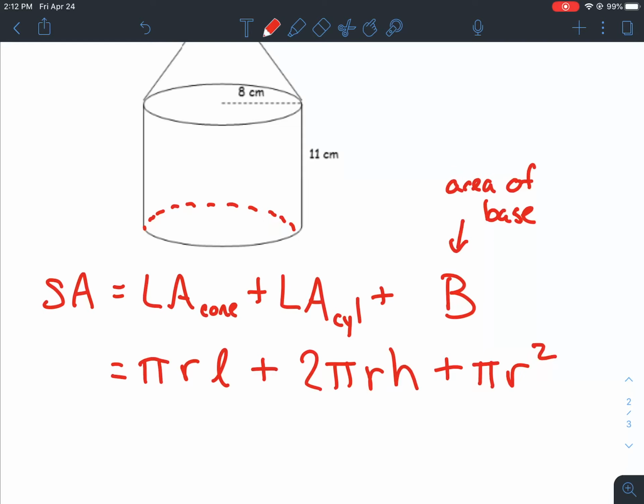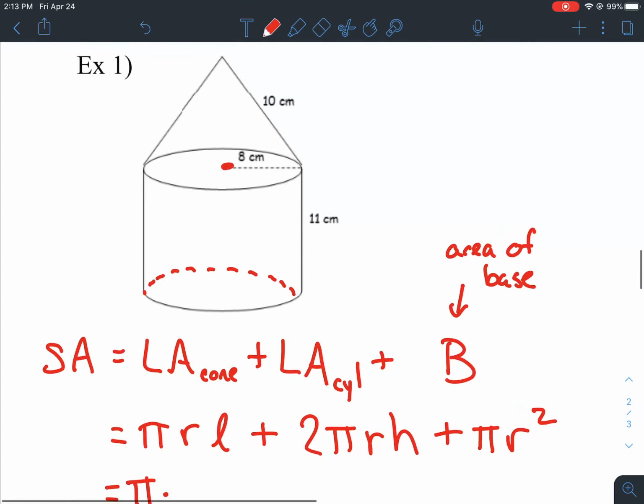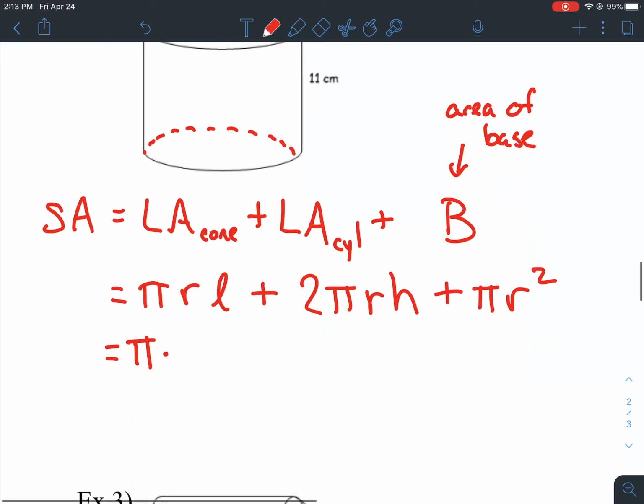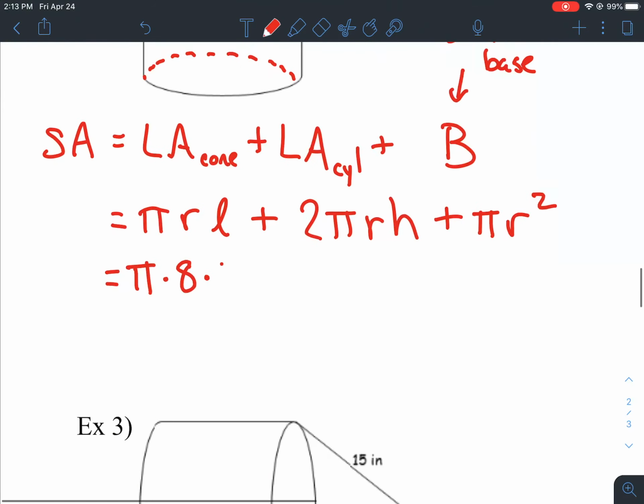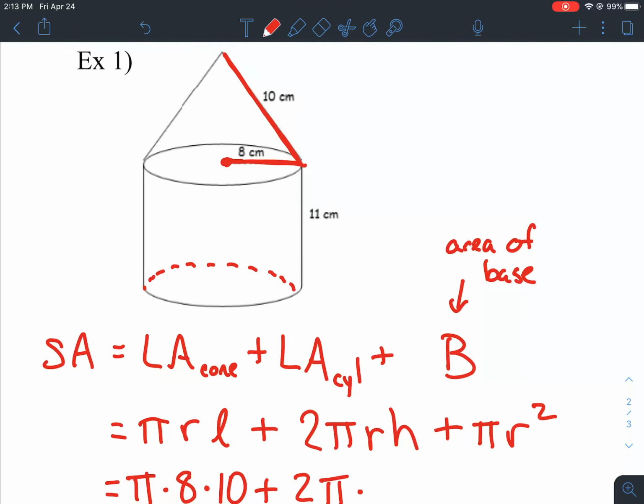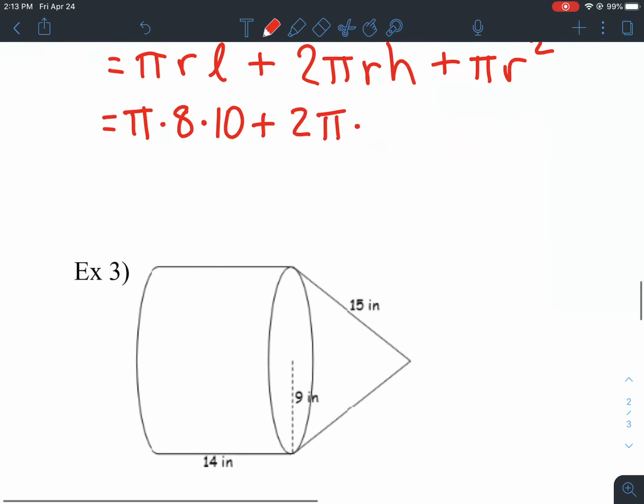What we've done now is we've taken a general formula and we've made it more specific so that it fits the shapes we're working with. At this point, all we have to do is start plugging in numbers. Pi times r, which is the radius of the cone. The radius of the cone we can clearly see is 8, times L, the slant height of the cone. We can see that that slant height is 10. We are now done with the cone portion. Plus 2 pi times r, we want the radius of the cylinder. That's still going to be that same 8 as before.